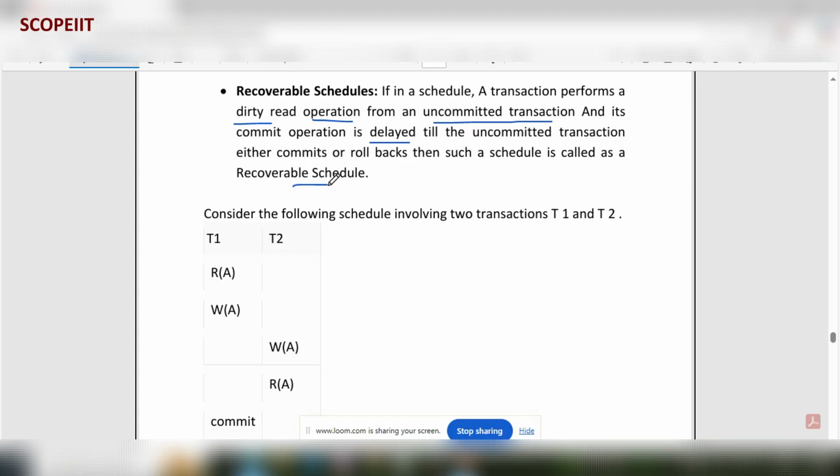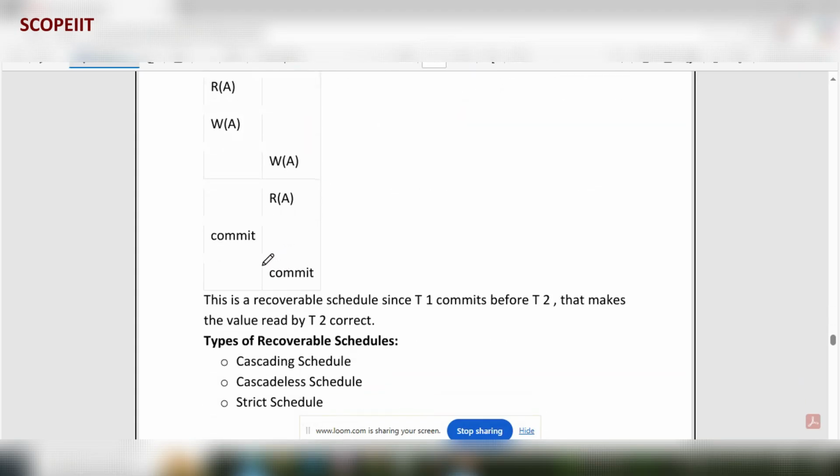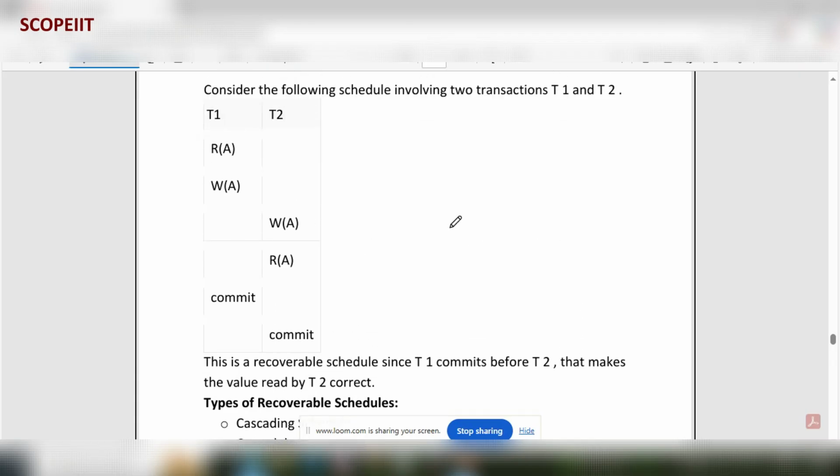Here you can see transaction T1. Here we are committing transaction T1. So you can say this is a recoverable schedule. Why? Because transaction T1 commits before transaction T2 makes the value changes. Here transaction T1 is committed, after that only transaction T2 is committed. So you can say it is recoverable. Why? Because we can roll back over here, right? So this is the example of a recoverable schedule.